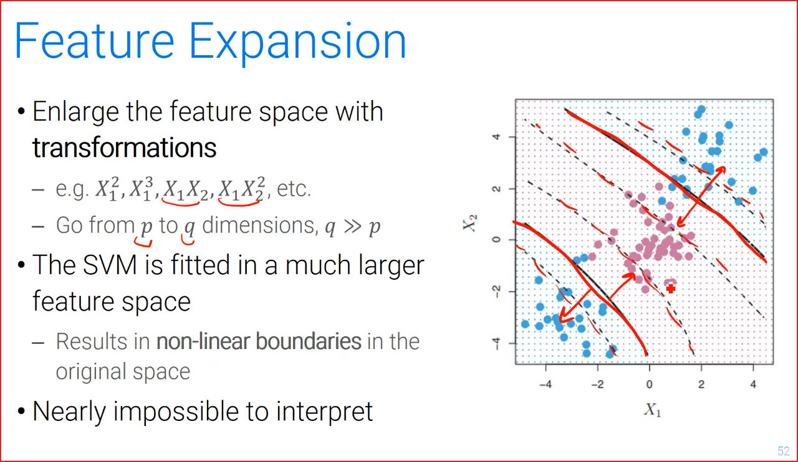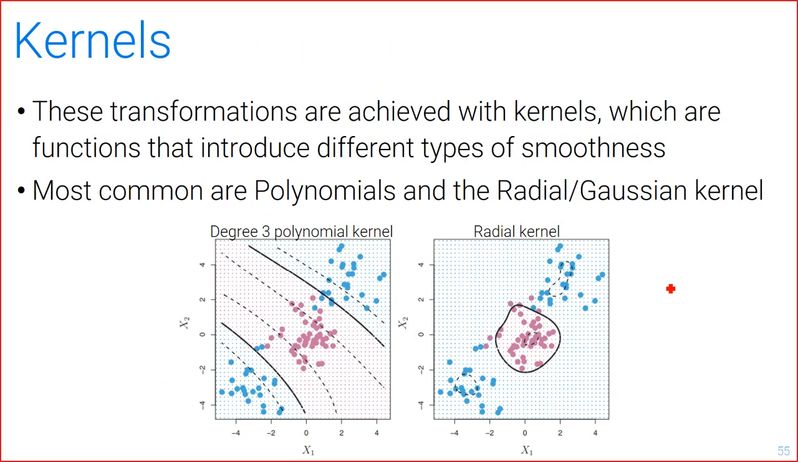And of course, it's going to be nearly impossible to interpret because we are fitting the model in a much higher dimensional space. There's no way that we can make sense of that. But hey, if it works well for prediction, that's good. And so how we transform is controlled by what we call kernels. We're not going to talk about them anymore. Just know that there are many different functions to transform. That's what we call kernels. And of course, they can be controlled with different parameters.